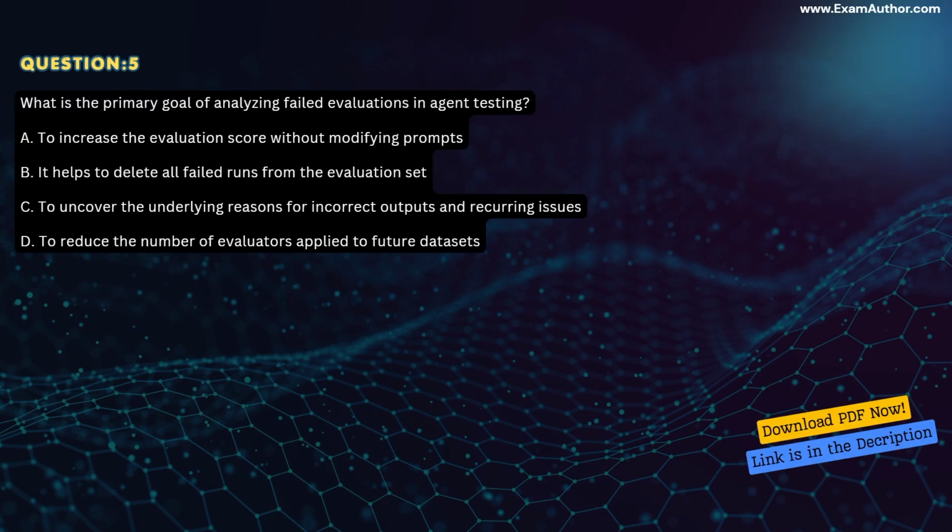Question 5. What is the primary goal of analyzing failed evaluations in agent testing? A. To increase the evaluation score without modifying prompts. B. It helps to delete all failed runs from the evaluation set. C. To uncover the underlying reasons for incorrect outputs and recurring issues. D. To reduce the number of evaluators applied to future datasets.